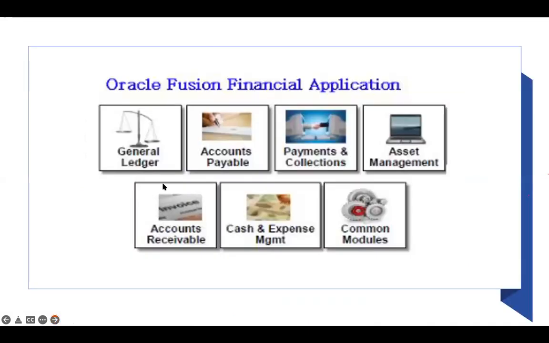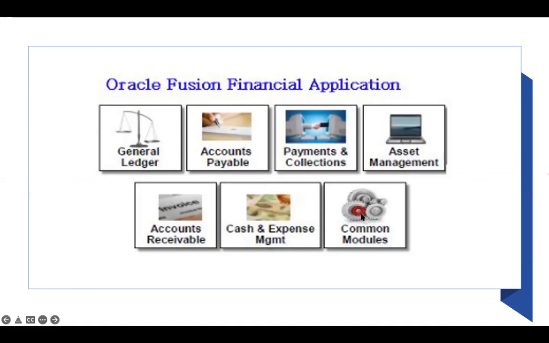So let's try to understand what are the courses which we are going to cover and what you're going to learn. We are going to have general ledger, accounts payable, payments and collections, which is again part of the AP module. We are going to learn asset management, and accounts receivable. In accounts receivable, we will also learn revenue management. And we also have cash and expense management. Expense management is relevant to the fusion expenses.